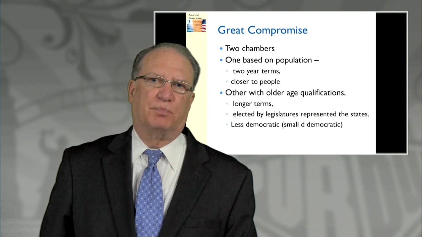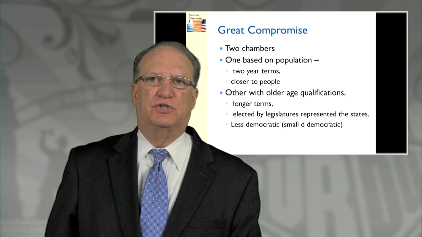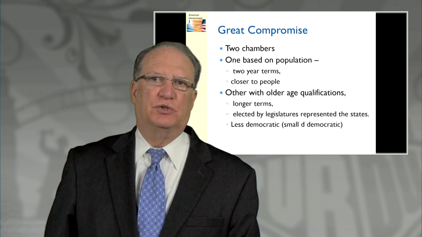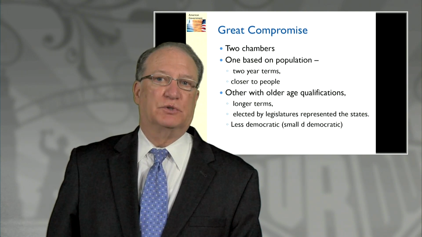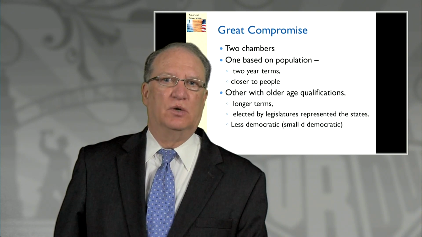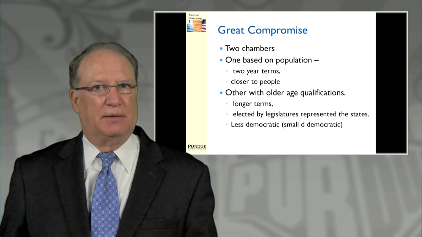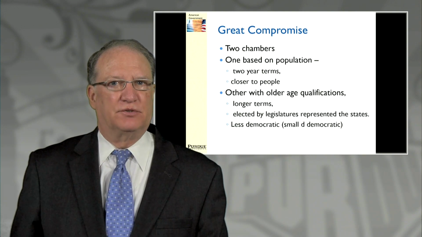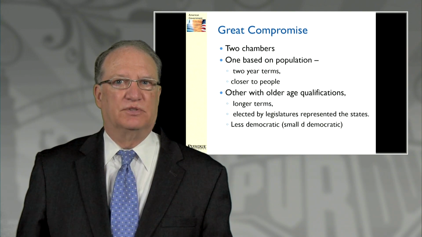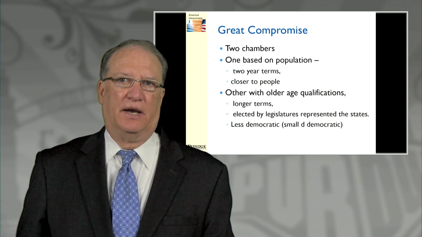So one of the important principles of the Constitution was this great compromise that created two chambers. One based on population with limited two-year terms, which was closer to the people, and a Senate which was elected by the state legislatures, which was less democratic, small d democratic we mean, not the Democratic Party, but small d democracy, meaning that the people didn't elect these senators directly. They had longer terms, 6-year terms, and they were considered a check on the more popular House body.